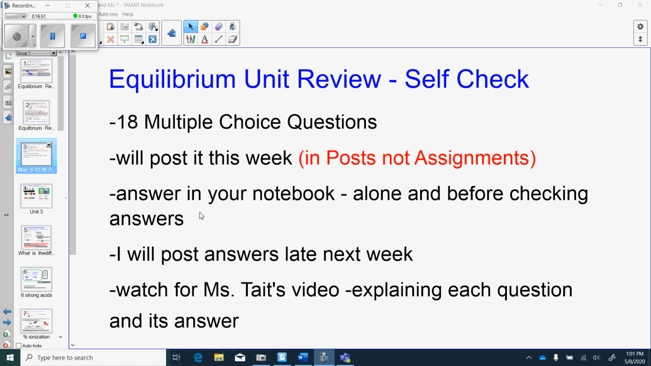What I want you to do with it is be true to yourself and answer each of the questions in your notebook. Do it alone and before checking answers. You want to make sure you know for your benefit how well you did. I'll post the answers later next week. Mrs. Tate used the same assignment, and she's going to create a video explaining each of the questions, so you'll get a chance to go back, correct your work, and see where you went wrong. But I think it's important for you to do a self-check right now. We're at the end of the unit for equilibrium, and hopefully you do well. And you can let me know how you made out.